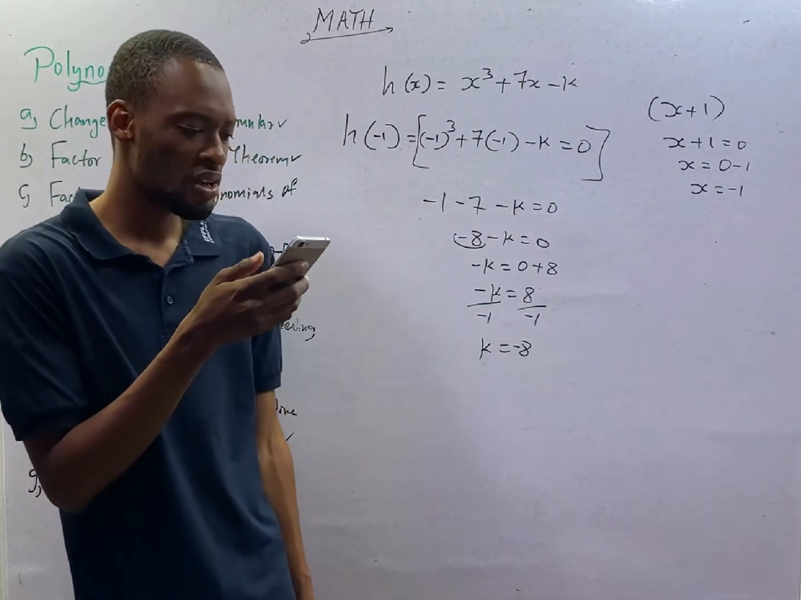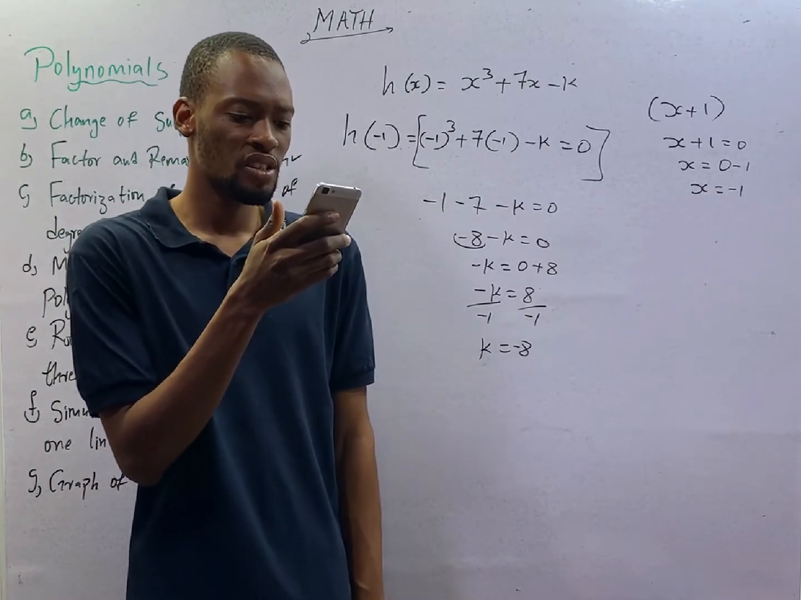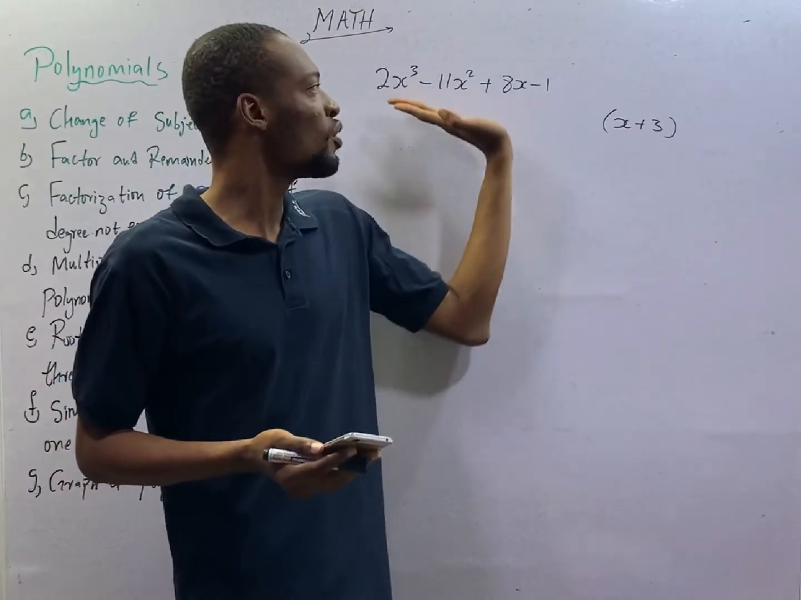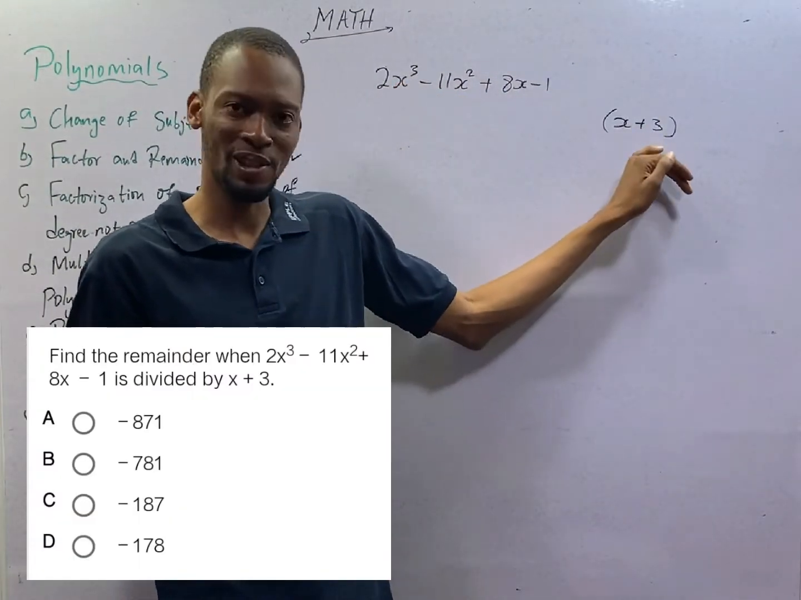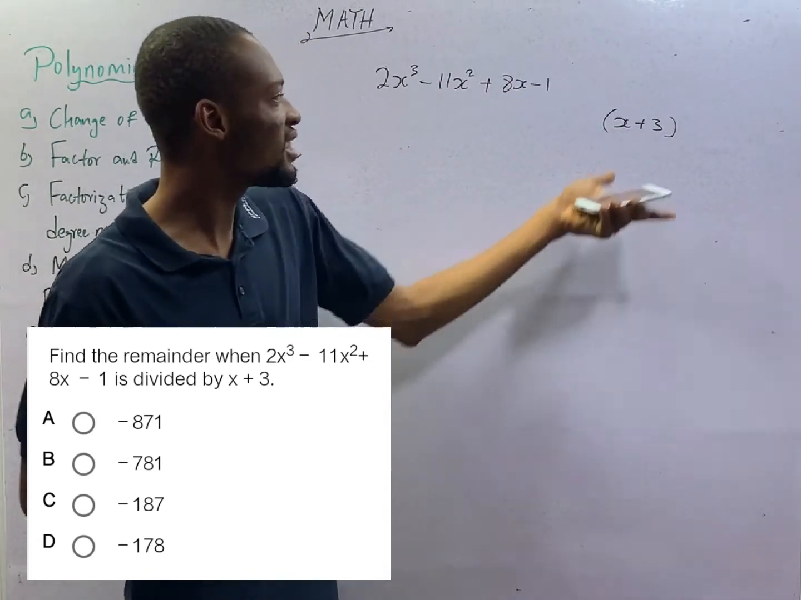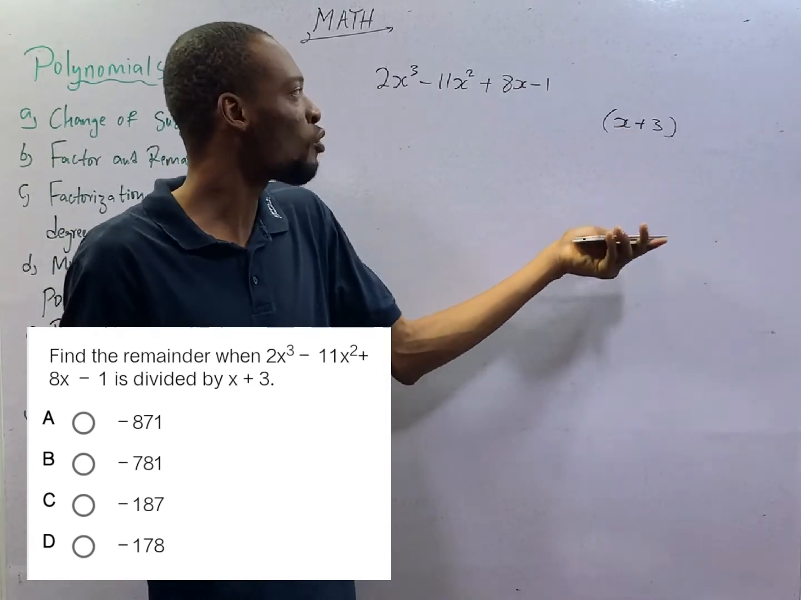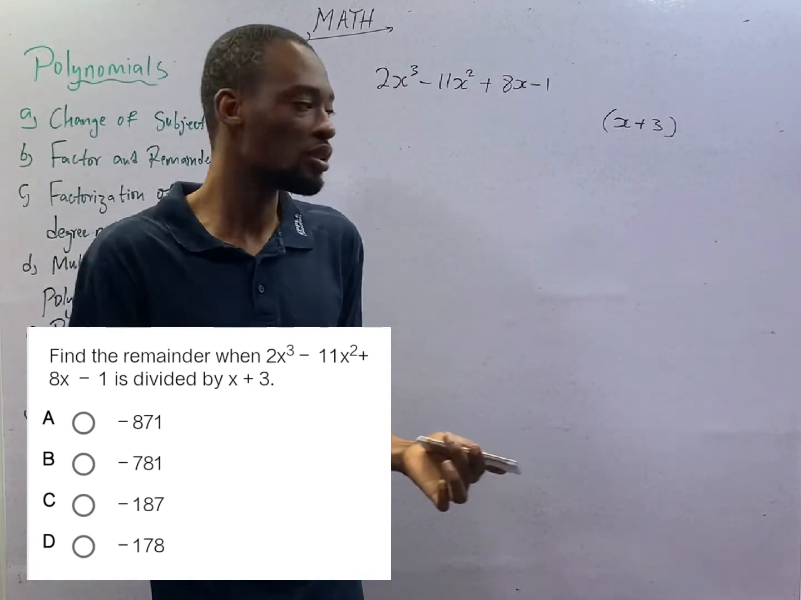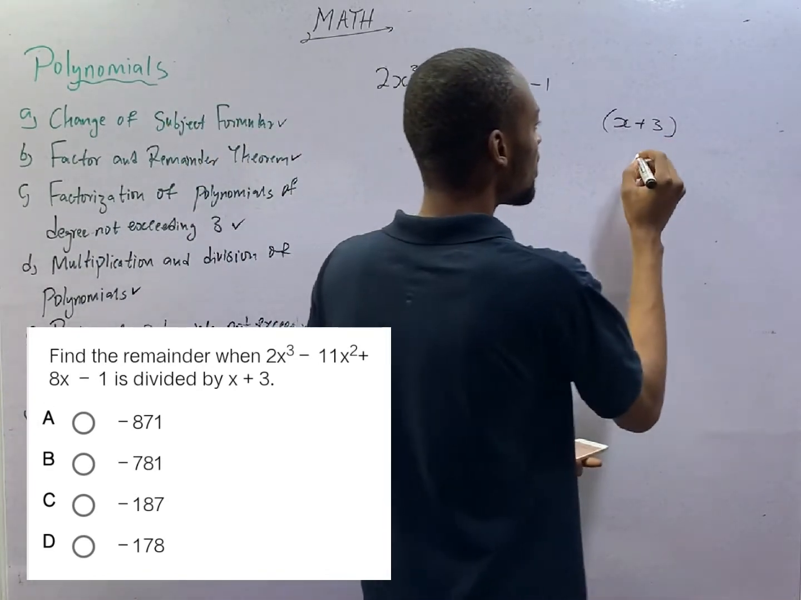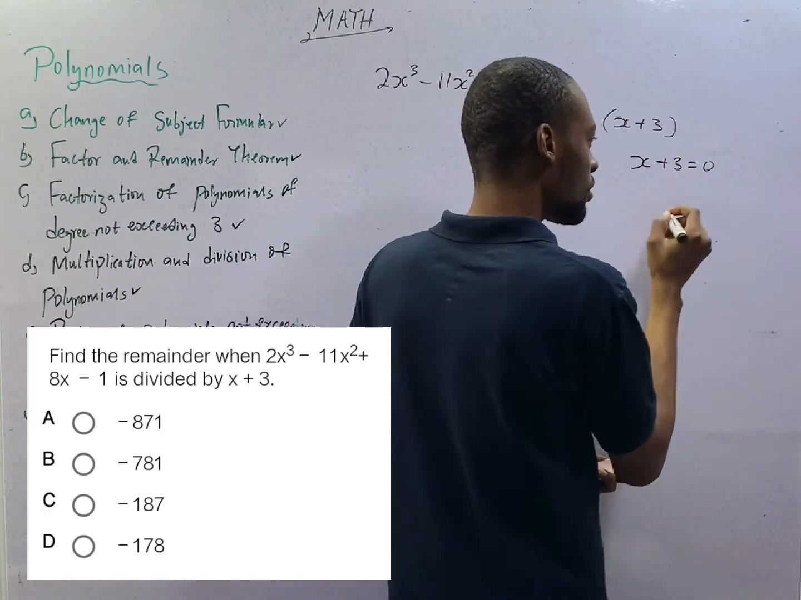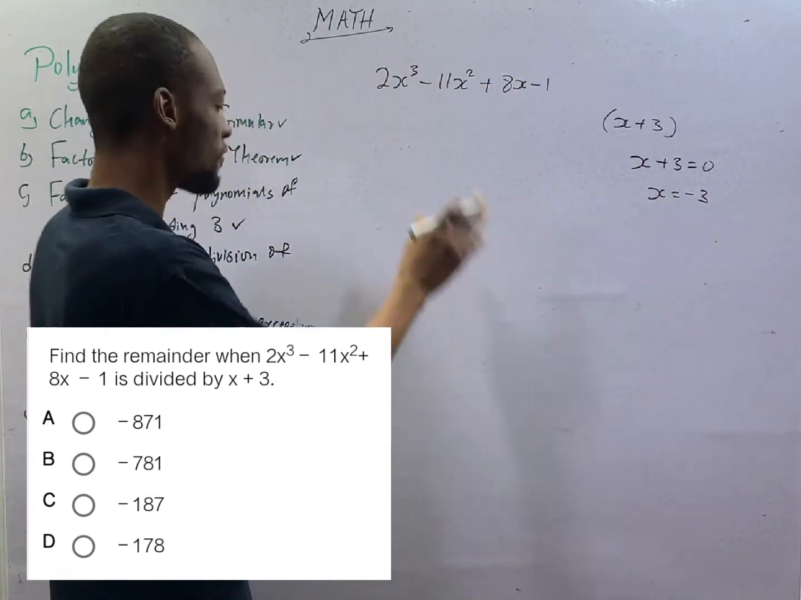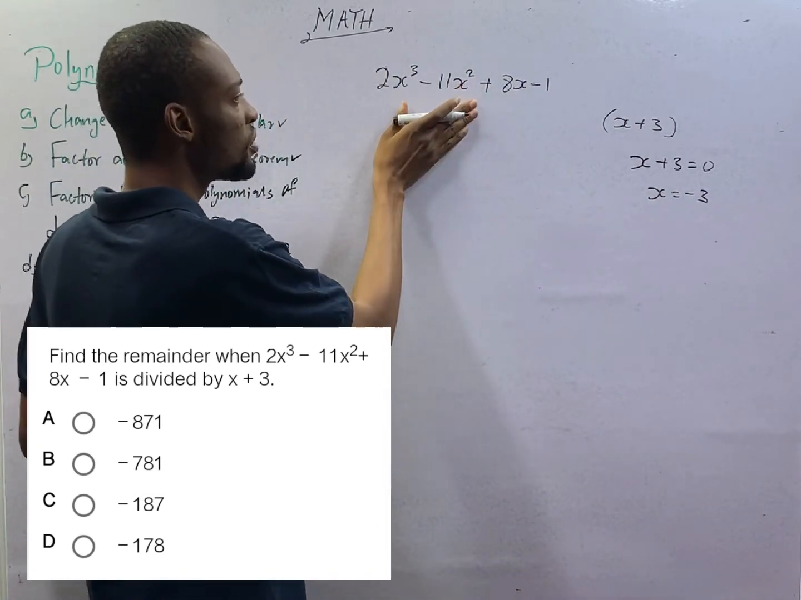For the next question, find the remainder when this polynomial is divided by s plus 3. Remember what I told you earlier. Anytime you are given a linear polynomial as the divisor, instead of long division, you simply equate the divisor to 0. You simply say s plus 3 is equals 0. As such, s is equals minus 3. Then put the value of s equals minus 3 into this polynomial.